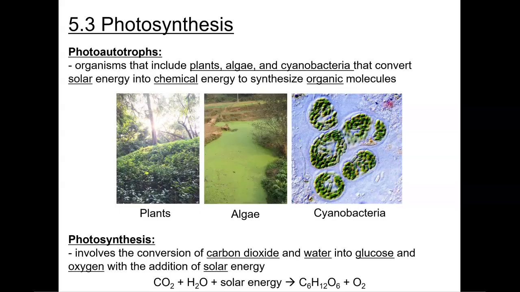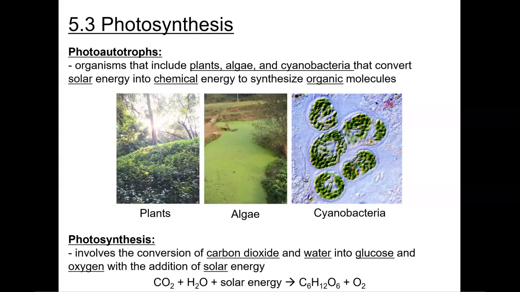Photoautotrophs are going to be organisms that include things like plants, algae, and cyanobacteria. And what they'll do is convert solar energy into chemical energy and synthesize organic molecules. So photosynthesis is the process it does this in. That involves the conversion of carbon dioxide, water, and light from the sun into glucose. And it's also going to release oxygen when it makes this glucose. So that's why we say that plants make most of the oxygen that we breathe.